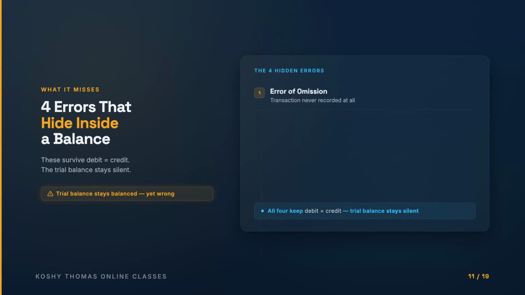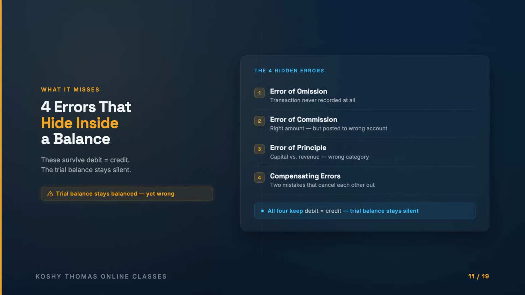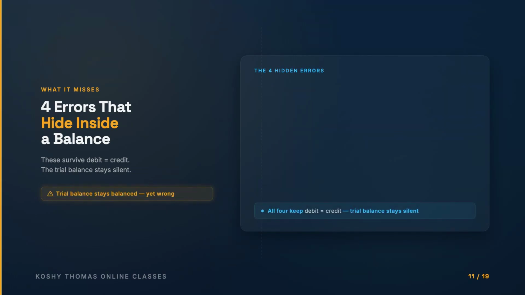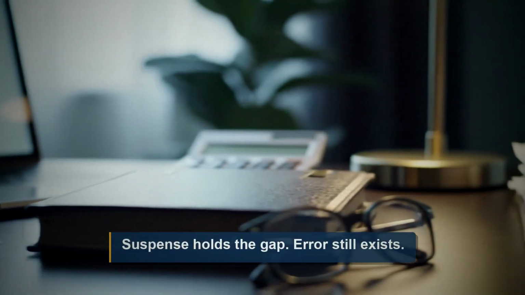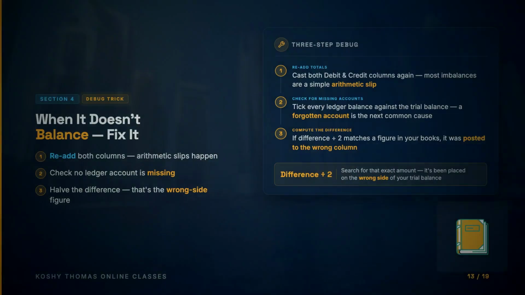Four errors that slip through a balanced trial balance. 1. Error of omission, a transaction not recorded at all. Nothing changes, so nothing flags. 2. Error of commission, right amount, wrong account. 3. Error of principal, revenue versus capital mix-up. 4. Compensating errors, two mistakes that cancel each other out. A balanced trial balance is blind to all four. This is why auditors exist.